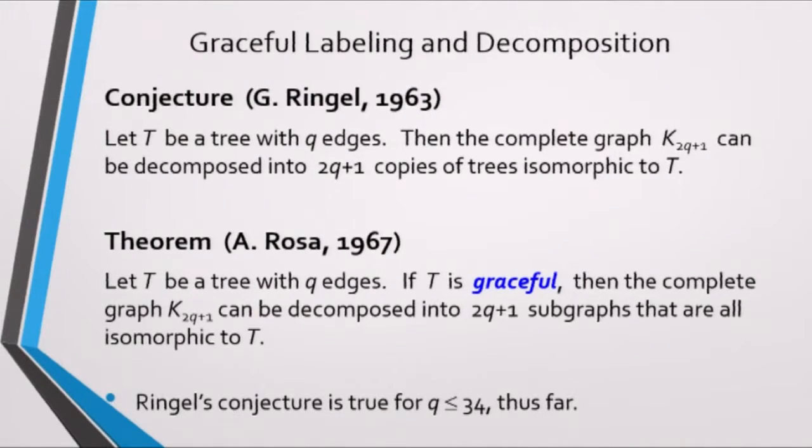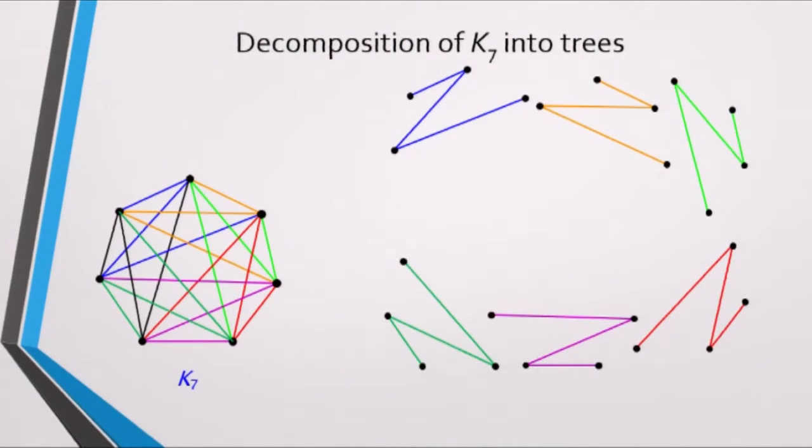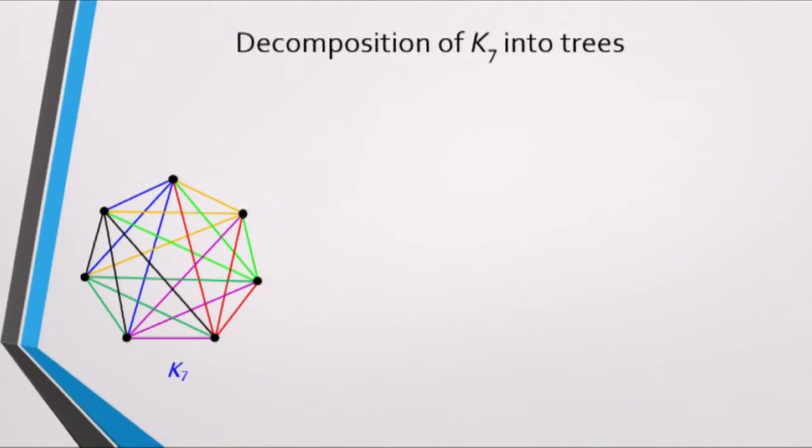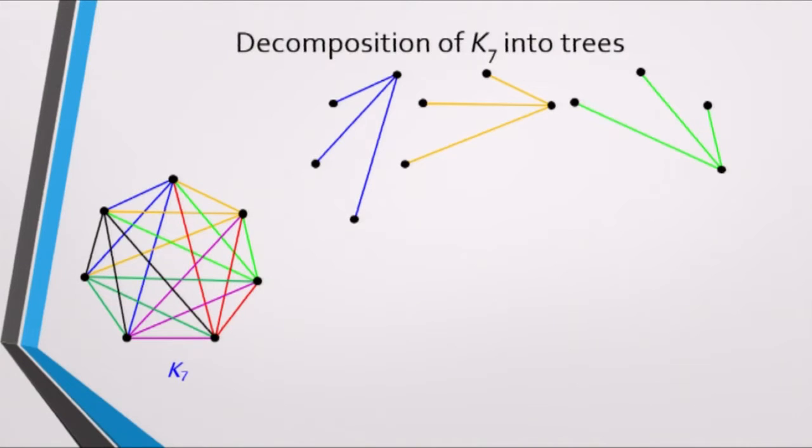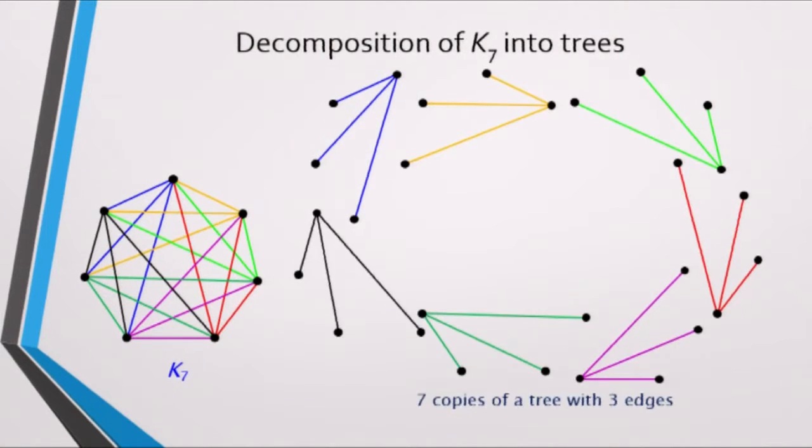So up to this point, Ringel's conjecture is true for trees with up to 34 edges. Okay? Here's a couple of examples. K7, we could split that into 7 copies of a tree with 3 edges. Another example, same case of 7. Seven copies of another tree with 3 edges.